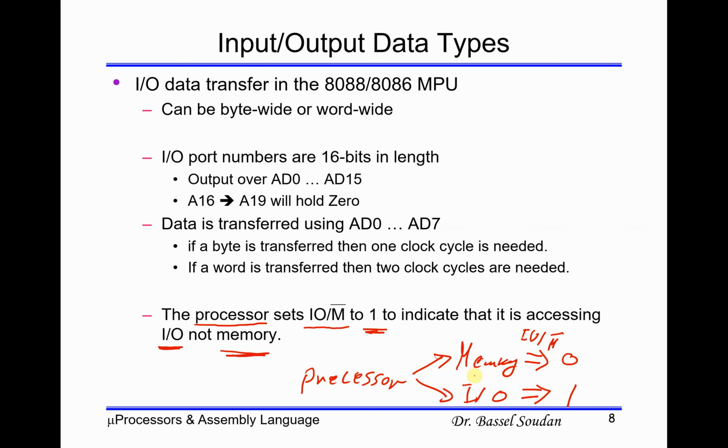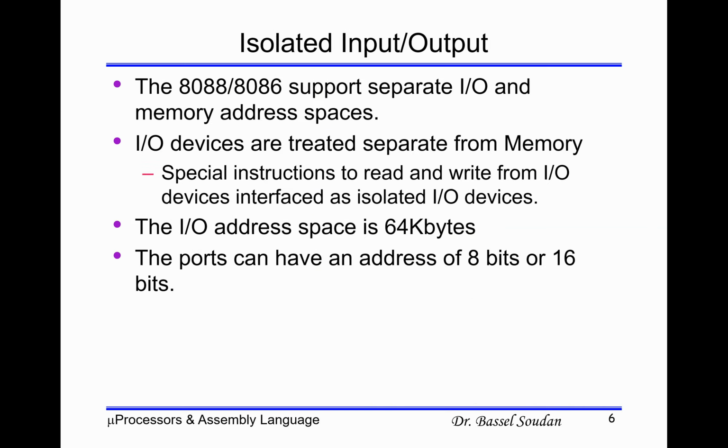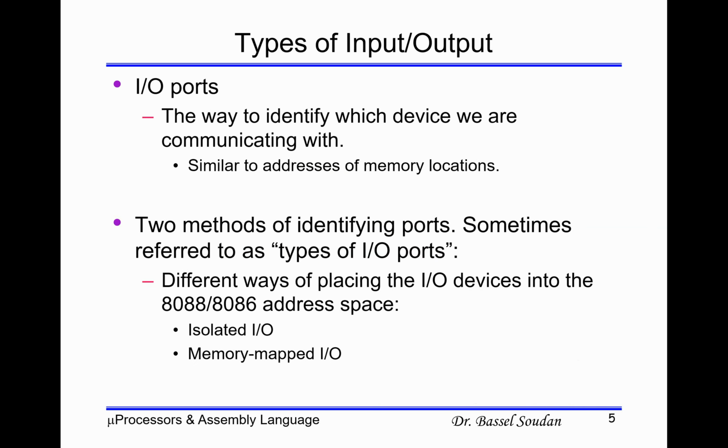That means right now whatever I have on the data or the address bus will be either directed to the memory or directed to the input output. Okay, agree? Now there are two ways for any microprocessor to talk to the input output. We have two methodologies. The first is called the isolated input output, and the other is called the memory mapped.